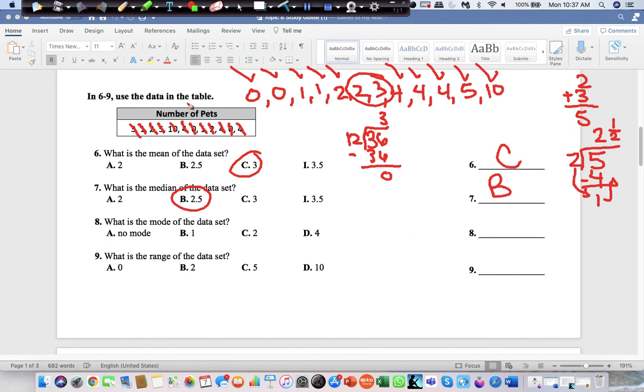The mode of the data set is the one that is written the most often, which is the 4. And the range is the biggest minus the smallest, so 10 minus 0. 10 minus 0 is 0. Oh, sorry, it's 10. Which is D.